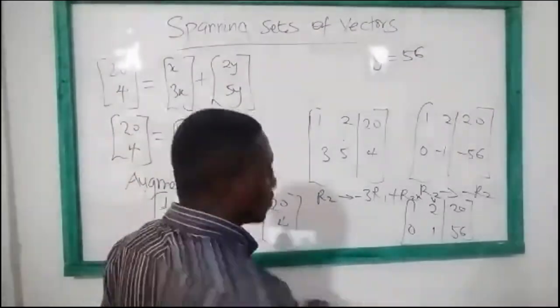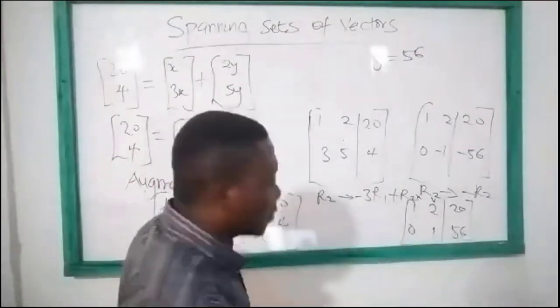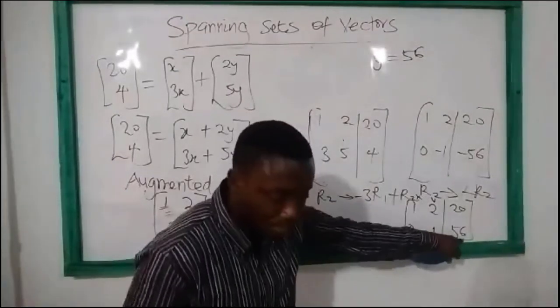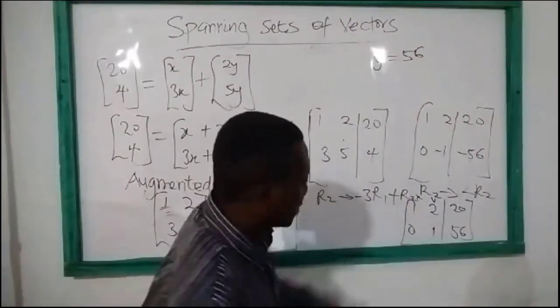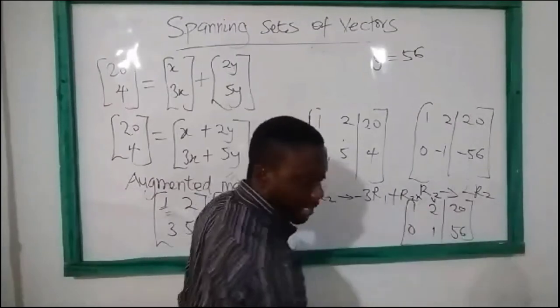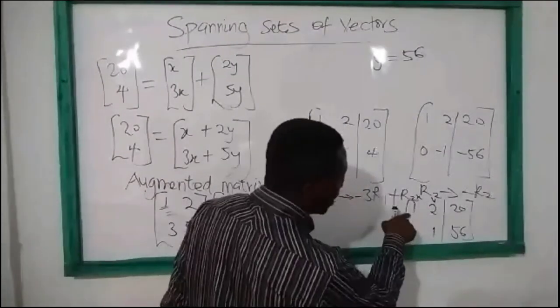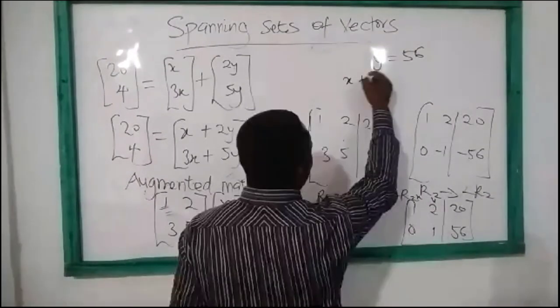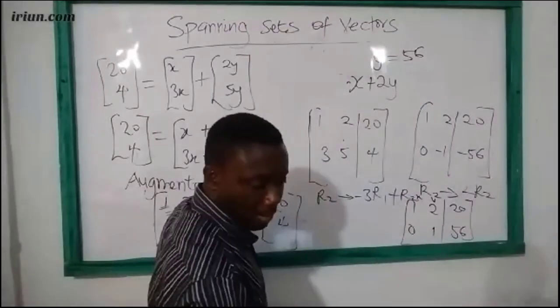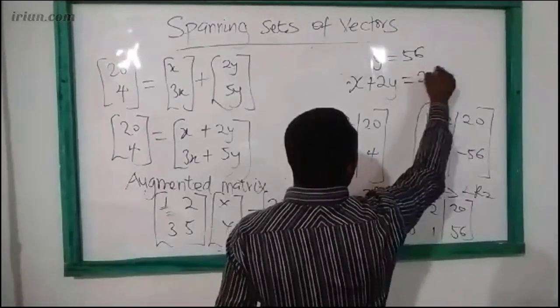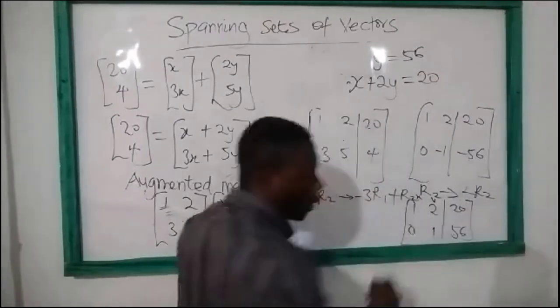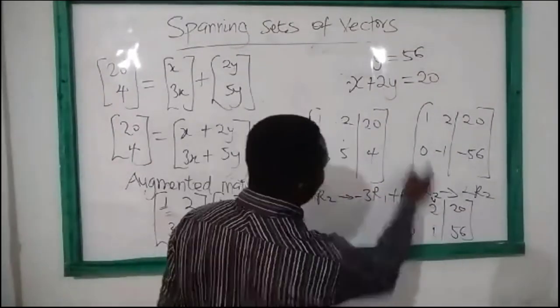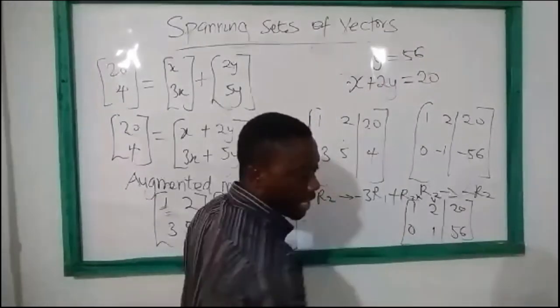Okay, so let's make progress. From here, we've gotten our Y to be 56. We proceed to get X. So we can go back and write the expression for row 1 again. The expression for row 1 is X plus 2Y, which is equal to 20. But remember, we've gotten the value for Y, so we can just substitute here and get X.